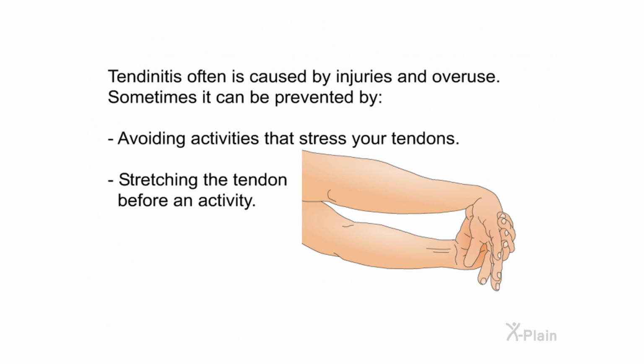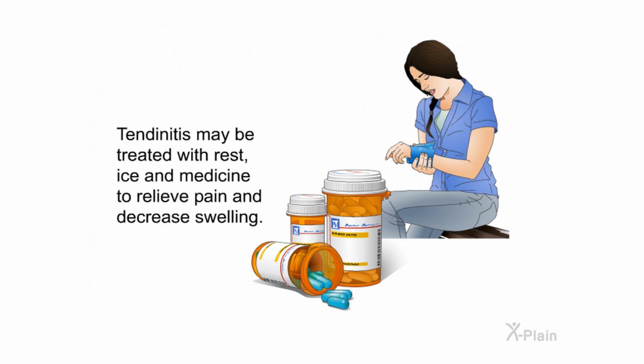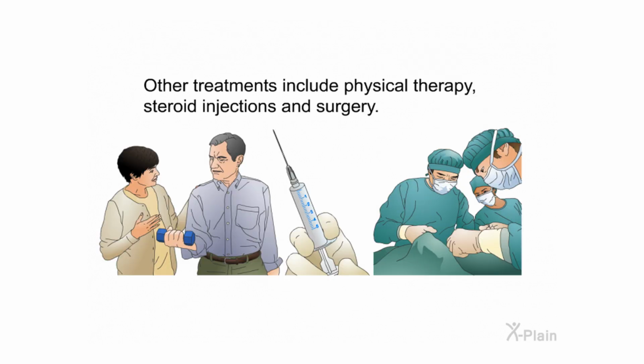Tendinitis often is caused by injuries and overuse. Sometimes it can be prevented by avoiding activities that stress your tendons, stretching the tendon before an activity. Tendinitis may be treated with rest, ice, and medicine to relieve pain and decrease swelling. Other treatments include physical therapy, steroid injections, and surgery.